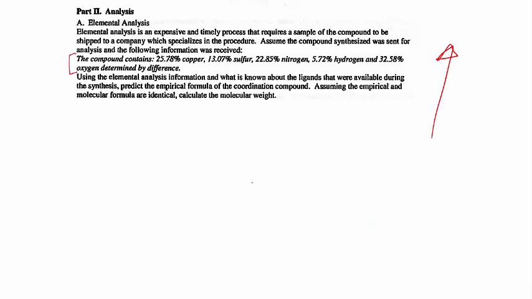But what you'll want to do is figure out how many coppers are there, how many sulfurs are there, how many nitrogens are there, how many hydrogens are there. Okay, I should have started with something other than X. And how many oxygens. So what are all of these numbers based on these percentages? Once you've got the empirical formula, it says assume the empirical formula and the molecular formula are identical, which means whatever these subscripts are, that is your molecular formula as well. And so then you should also figure out the molar weight of the compound. Okay, so that's part A.